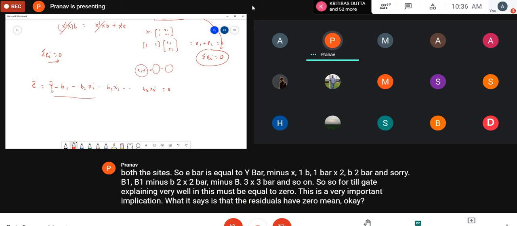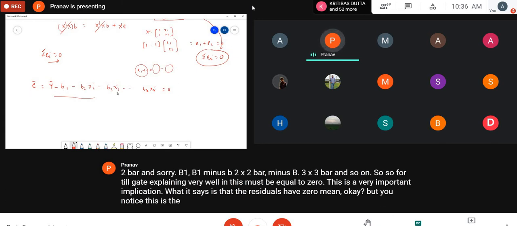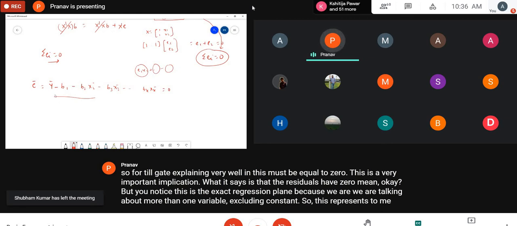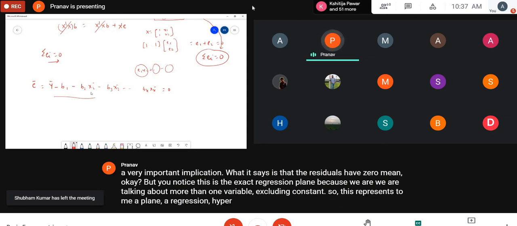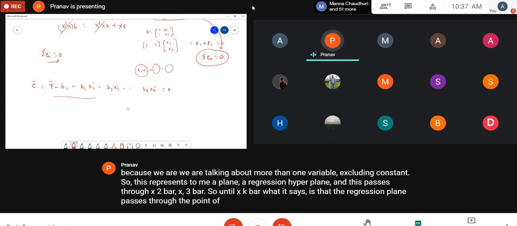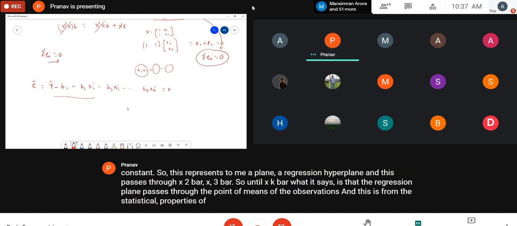What it says is that the residuals have zero mean, okay? But you notice this is the exact regression plane, because we are talking about more than one variable, excluding constant. So this represents a regression hyperplane, and this passes through x2 bar, x3 bar, and so on till xk bar. What it says is that the regression plane passes through the point of means of the observations. And this is one of the statistical properties of OLS estimators.